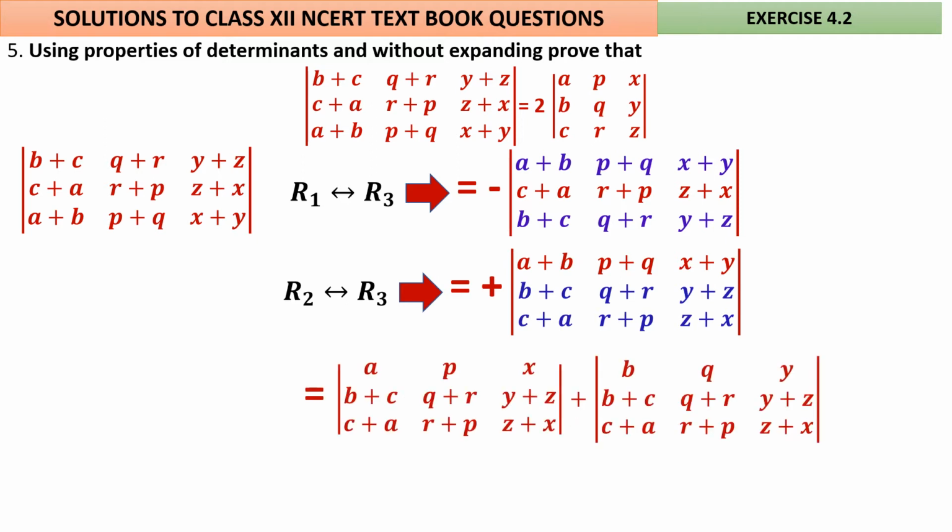Okay. Now we have one property that if the first row is made up of the sum of 2 terms, you can split it into 2 determinants. I have split it now. A, P, X by taking it in the first row is the first determinant, and by taking B, Q, Y as the first row, that is the second determinant over here. I will evaluate both of them and add them, and I will get the RHS. I am calling them the first and the second.